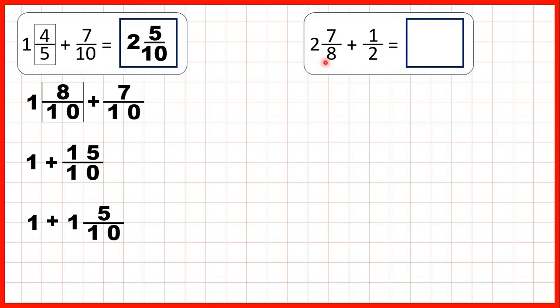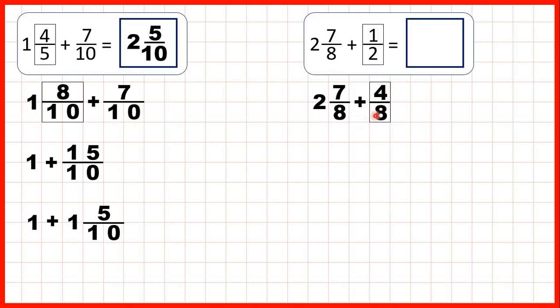Now we have 2 7/8, and we need to add 1/2. But to add fractions we need the denominators to be the same. Now 8 is in the 2 times table, so we need to find a fraction equivalent to 1/2, which has a denominator of 8. So we can rewrite our question as 2 7/8 plus 4/8. That's the same as 1/2, because 2 times 4 is 8 and 1 times 4 is 4.